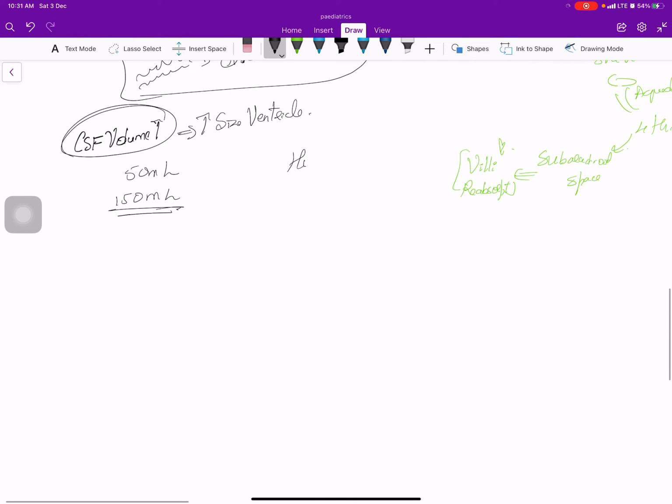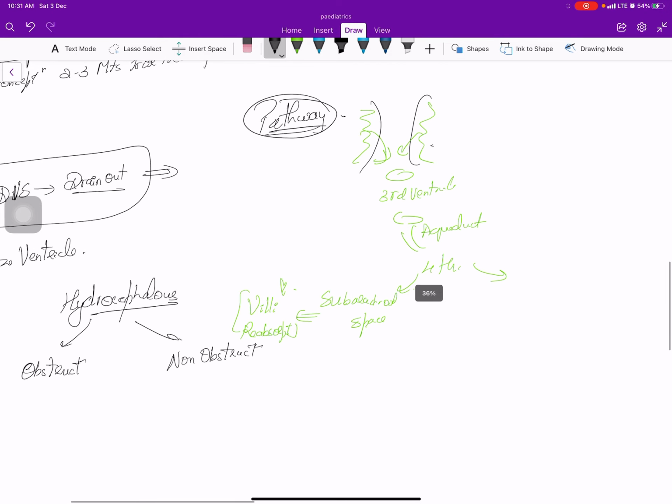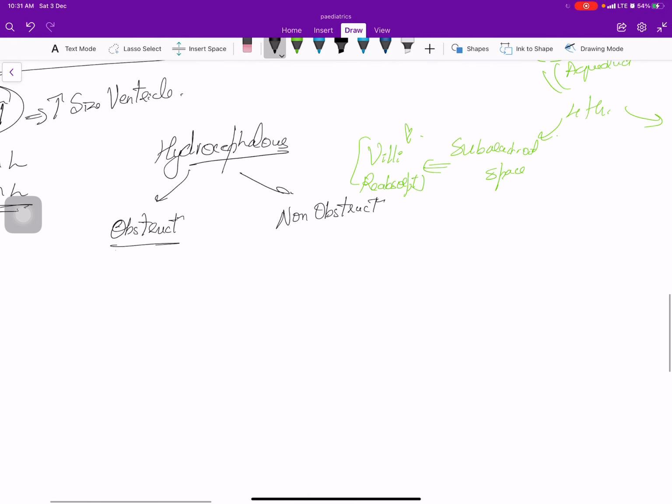So the type of hydrocephalus can be obstructive or non-obstructive. Obstructive means it is obstructing the flow, the pathway somewhere. So if it's obstructing the pathway somewhere, we're going to call it non-communicating. It is obstructing the communication somewhere. And non-obstructive will be communicating. I feel these terms are just confusing, but I think the meaning here is pretty clear enough.